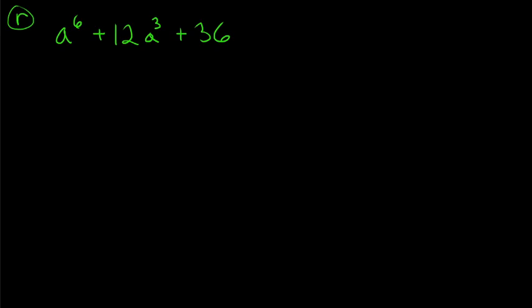Okay, letter R is a to the 6 plus 12a cubed plus 36. So the GCF is 1, right? And again, usually this is a squared, and this is just an a. So these are bigger powers than you're used to, but it's still done the same way, right?